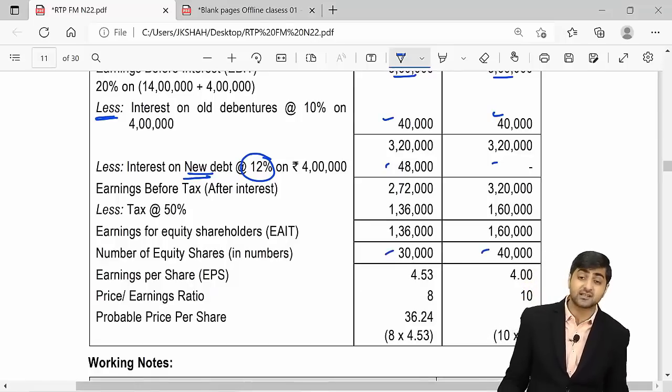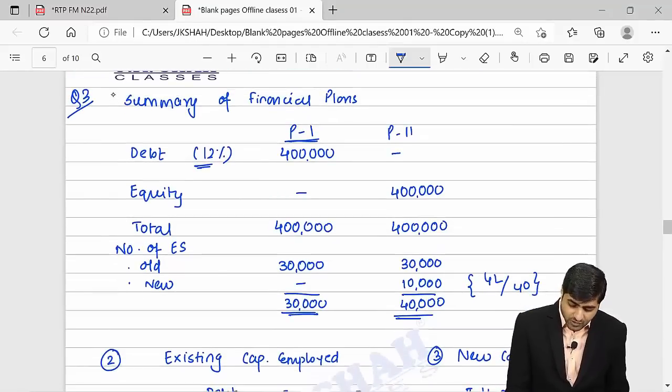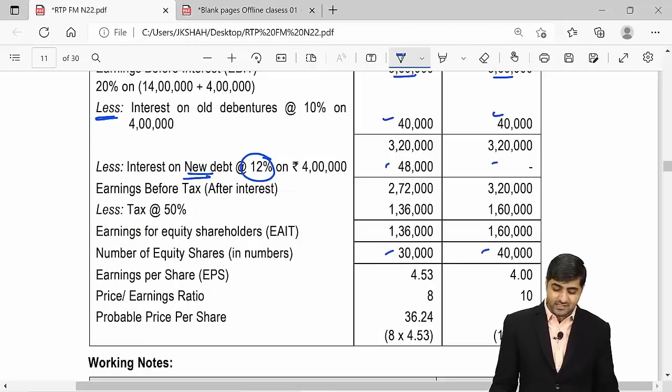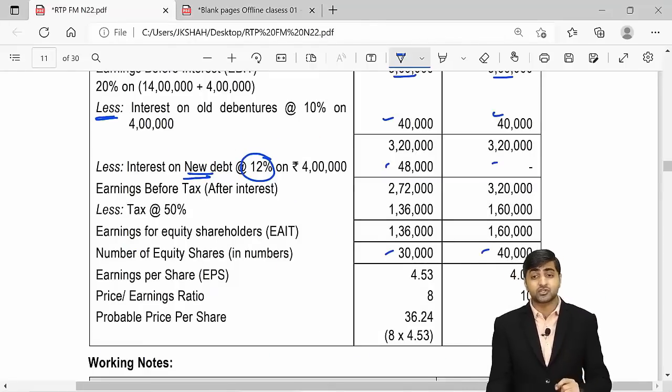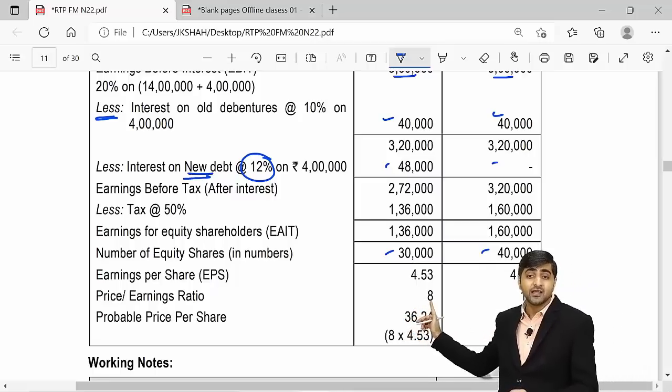For first case, it is 30,000. For second case, it is 40,000. And that is something which we had written in your first working note, in your first summary, 30,000 shares and 40,000 shares. So eventually, this will give you your EPS, from which you will multiply by the P/E ratio. And you guys can just check that in your first plan, your P/E ratio is 8 times.